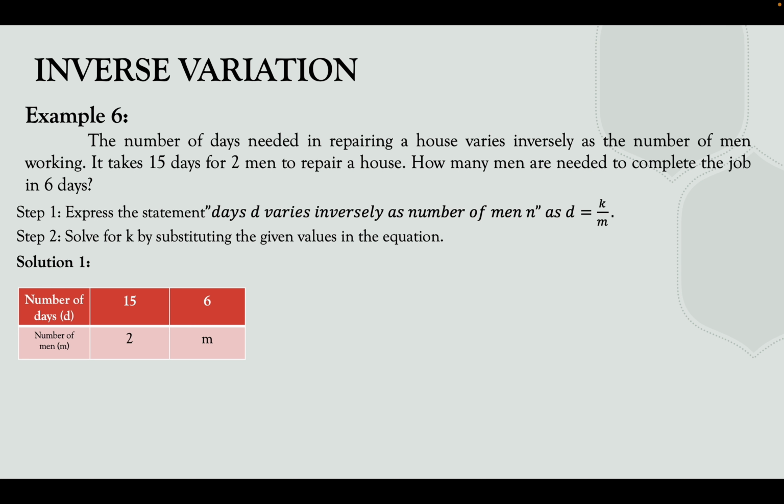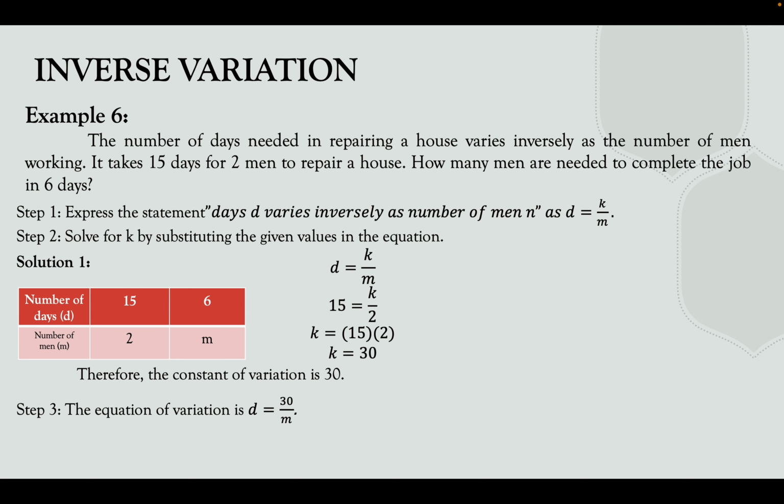So we have here D equals K over M. We will use the first pair of values. We will have 15 equals K over 2. Cross multiply, and you will get K equals 15 times 2. So we have K equals 30. Now that is our constant of variation. So that means our equation of variation now is D equals 30 over M.